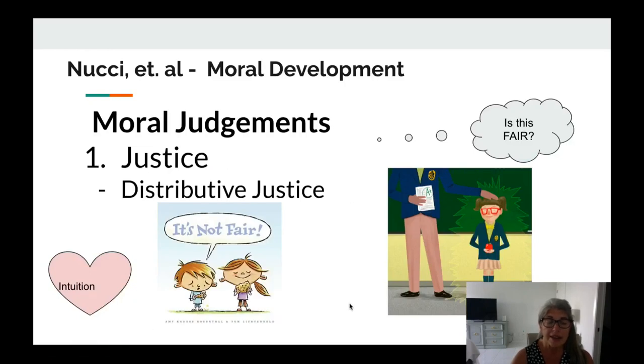So Nucci has these 3 parts to his theory of moral development. And one is this justice. And this is the intuition, the gut part of us that just says, oh, it's not fair. When someone gets more than us or someone is treated differently than us, we have this feeling like it's not fair, because this is distributive justice. It's not fair. Someone gets something that others don't get. And we have this inherent feeling that we all deserve to get the same thing.